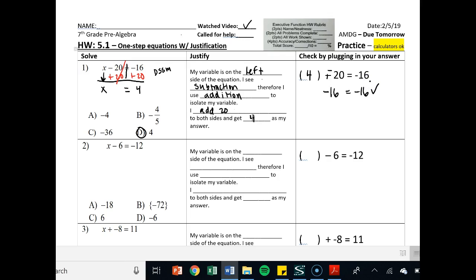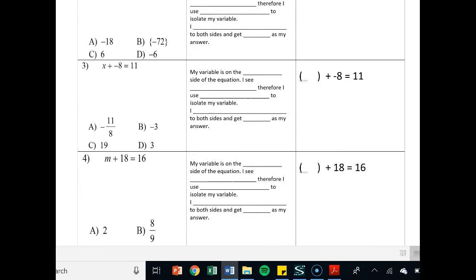I would pause and try number 2 because it's exactly like number 1 but with different numbers. As you do it, make sure you show the work just like I did on the solve part, fill in the words like I did on the justify part, and make sure to check.